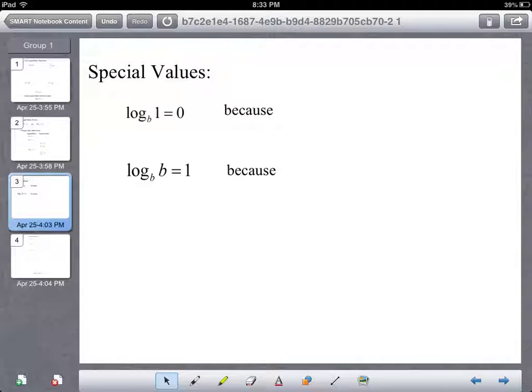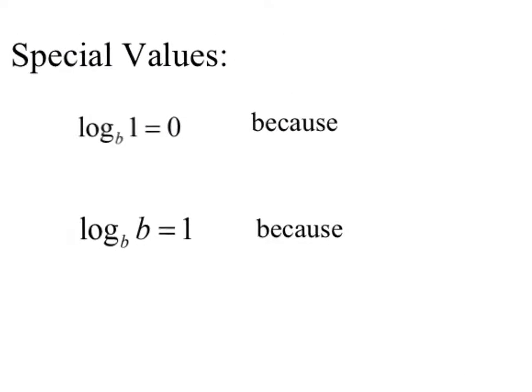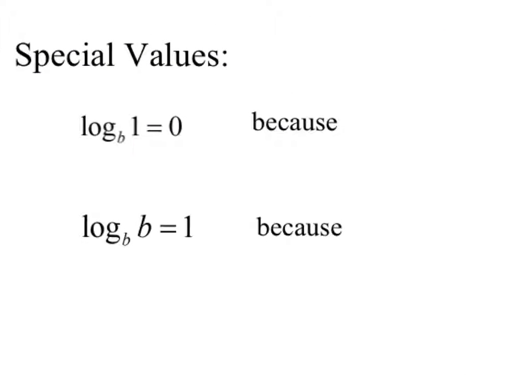So, some special values, some things that we can point out and note. No matter what, if your base is b, it doesn't matter what you have here. You can have 10, you could have 15, you could have 1.5. It doesn't matter. But if you have log base b of 1, it will always equal 0. Always. Log base b of 1 equals 0.